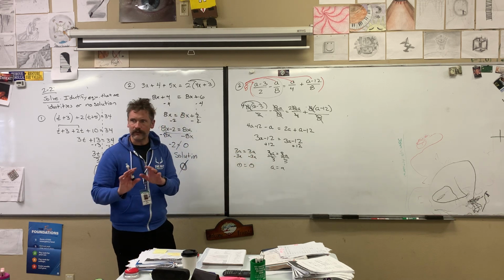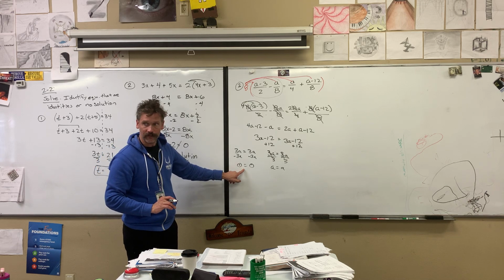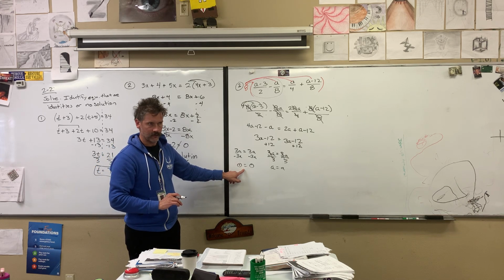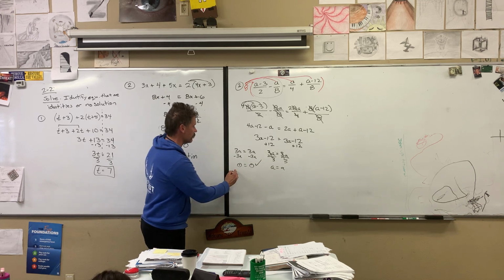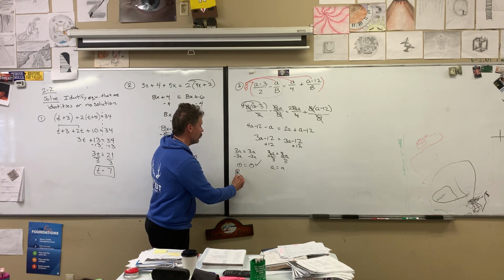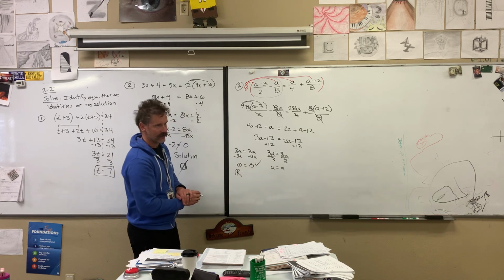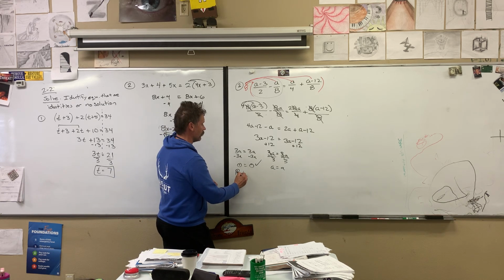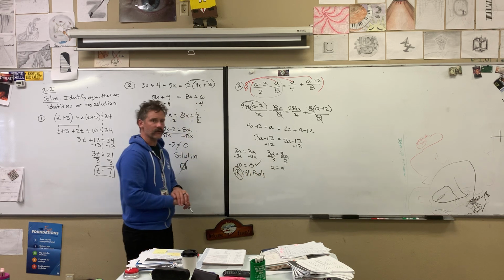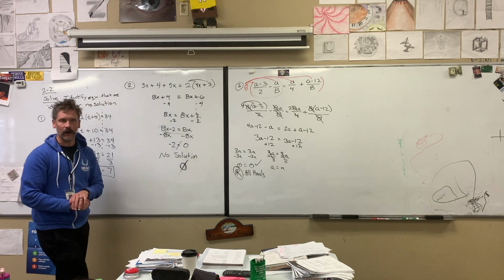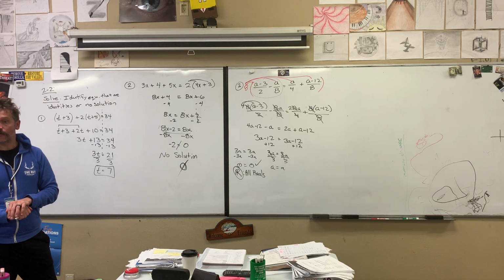If you end up with something like 0 equals 0, is 0 equals 0 true? Yes, that is true. If it is true, then your answer is the identity, or all reals. And all this means is all reals work. The all real symbol is this right there. You'll see that in the book. It's like a double R. If you can't write that symbol, you can just write all reals.